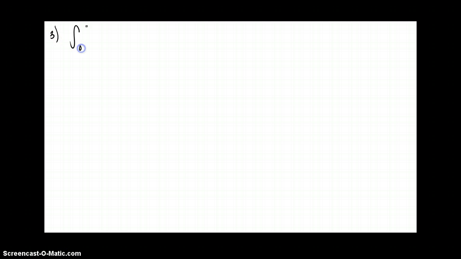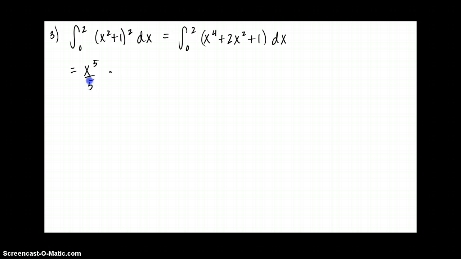Alright, let's look at the antiderivative from 0 to 2 of x squared plus 1, quantity squared. Now this is not a u substitution because there's no multiplication or division in the integrand. So the only thing that we can do here algebraically is expand the binomial. Square the first term, double the product, square the last term.